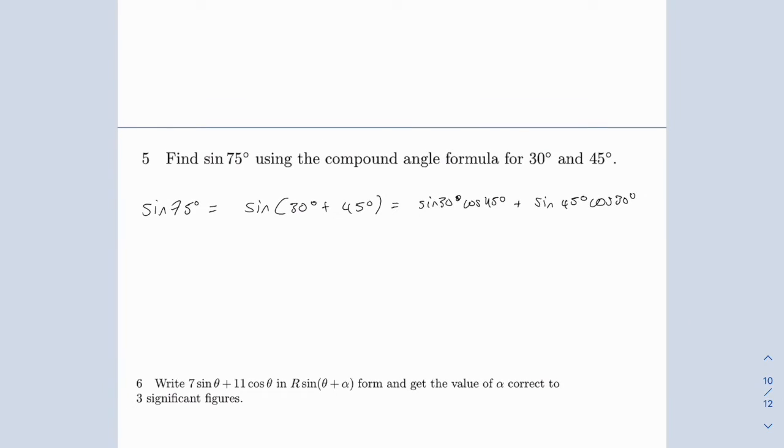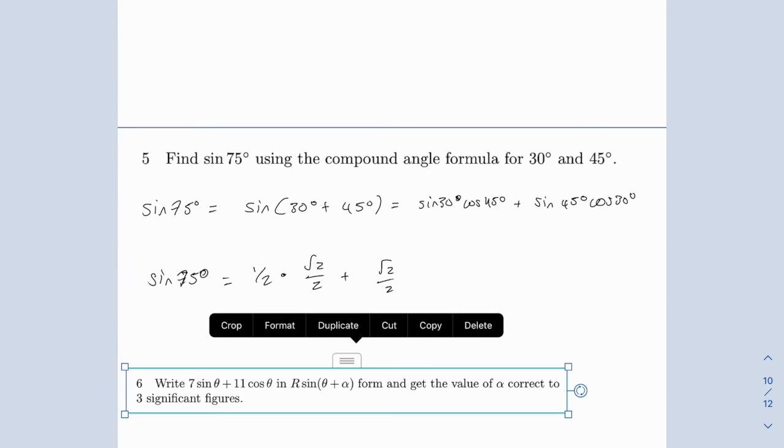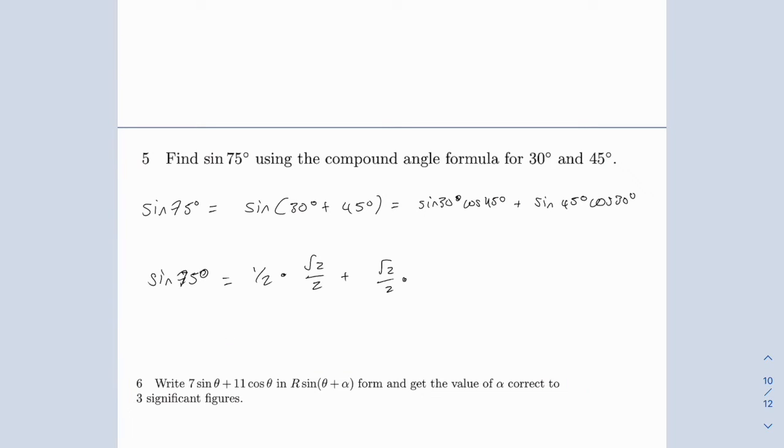Well, I can then say that sine 75 degrees is going to equal half times square root 2 over 2, plus square root 2 over 2 times square root of 3 over 2. Okay, so we've got half times square root of 2 over 2 plus square root of 2 over 2 times square root of 3 over 2.